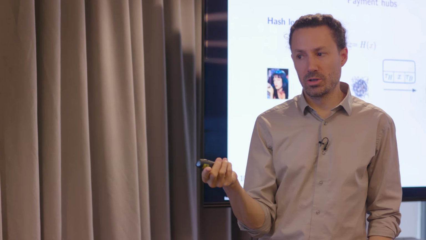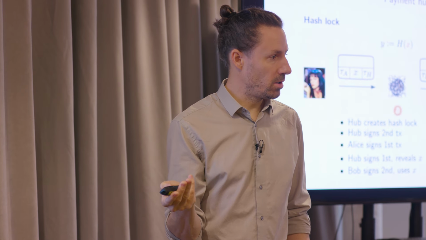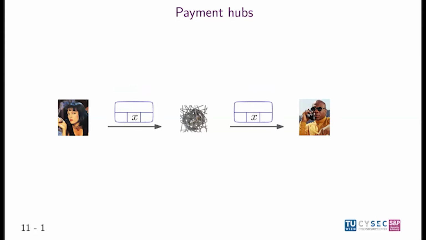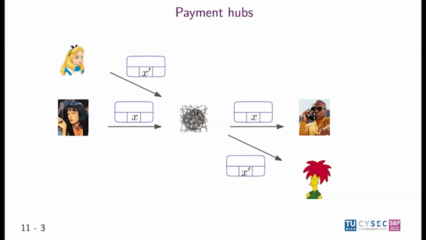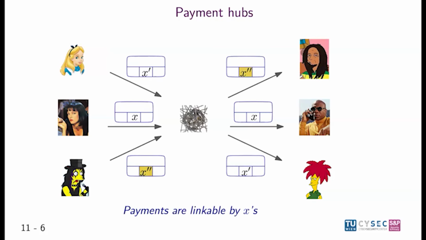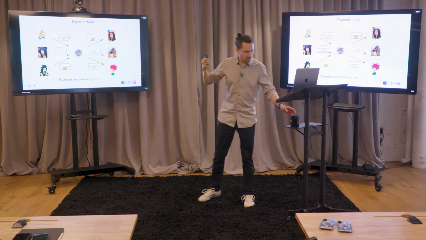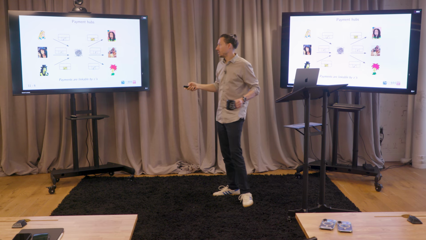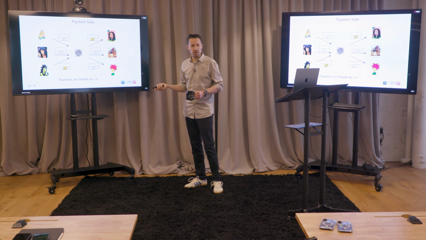Okay, so in terms of security, or economic security, that's good. What's bad about this is privacy. There might not only be Alice and Bob that transact via this hub, there might be another Alice and another Bob, or a third Alice and a third Bob, and all of these transactions have the same hash lock, right? And so you can link them. And this is the problem that TumbleBit wants to solve, or does solve, using blind signatures.